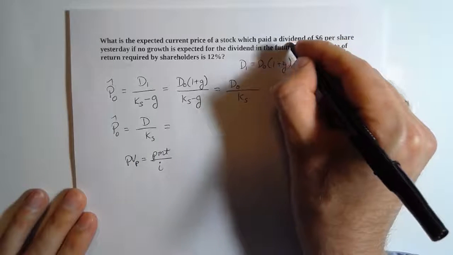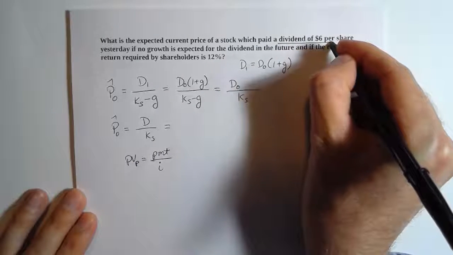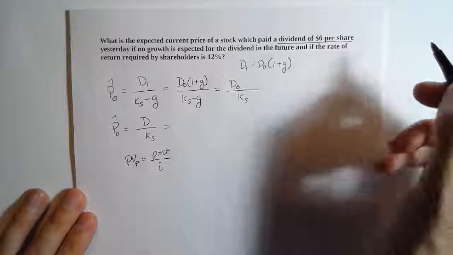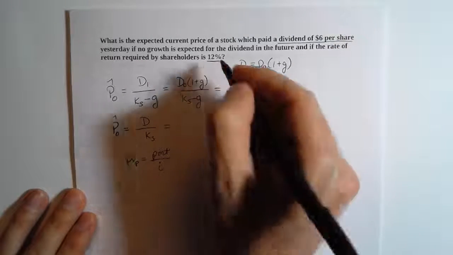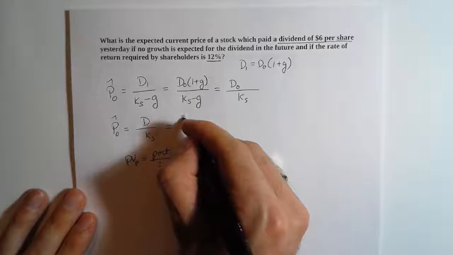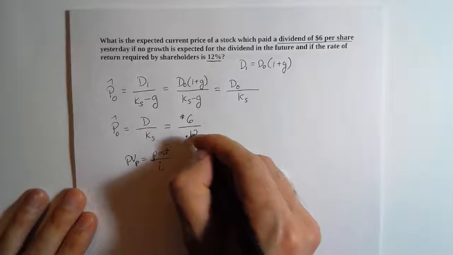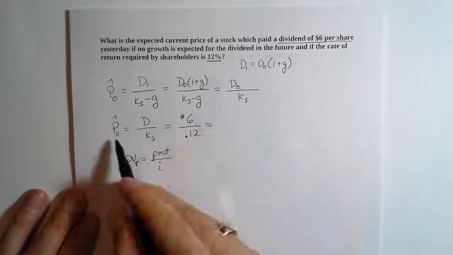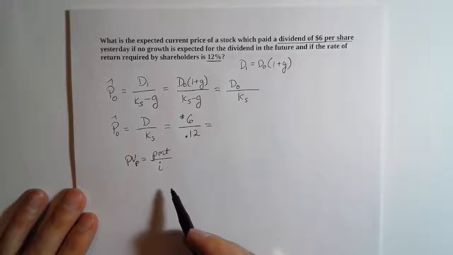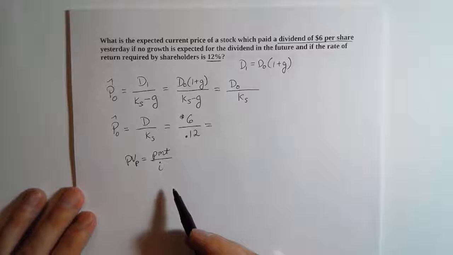Well, it is specified the dividend is $6 per share, and the rate of return required by shareholders is 12%. So all we need to do is take $6 divided by the decimal version of 12%, which is 0.12, to find our expected price today. And I recommend that you pause the video to try that and see what you get.